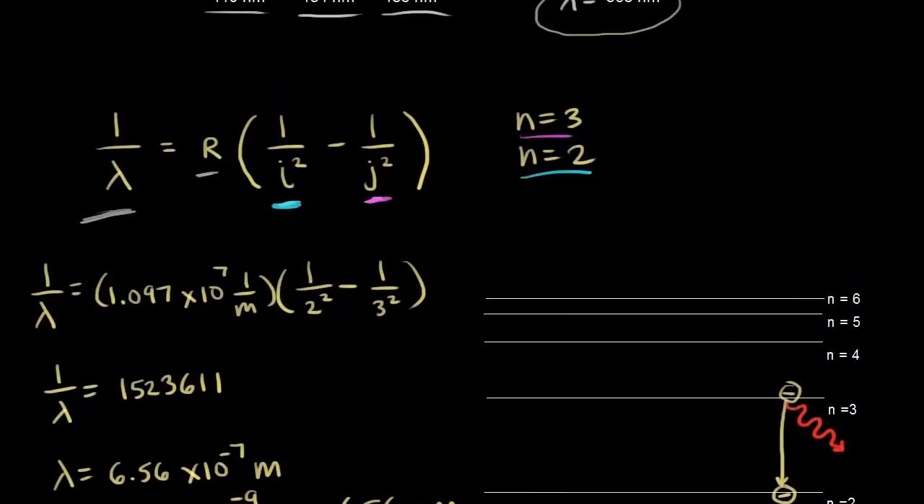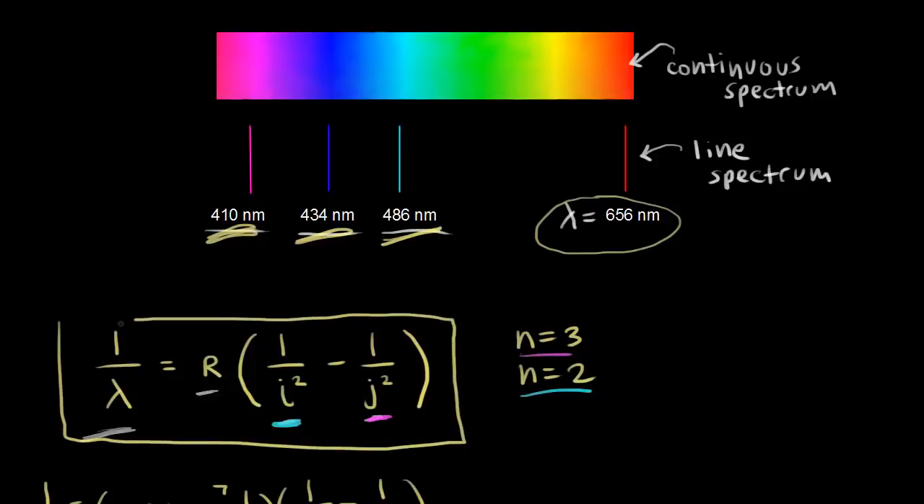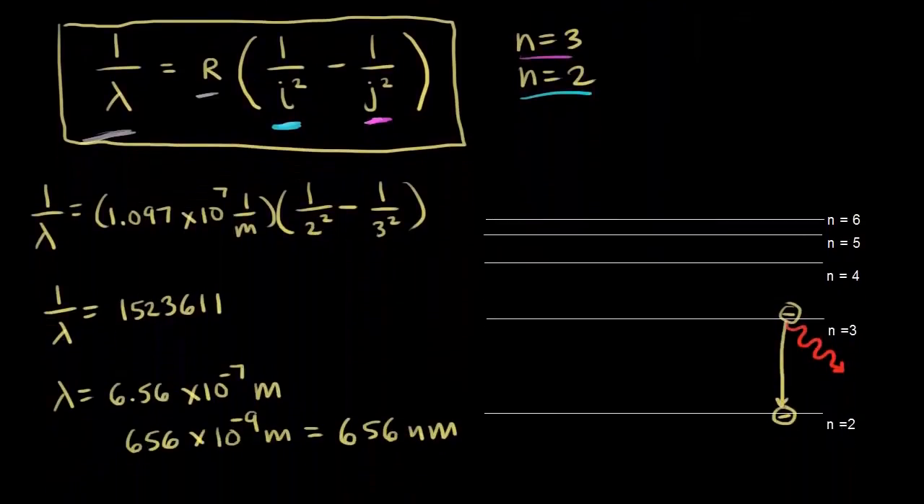So how can we explain these other lines that we see? We have these other lines over here: this blue-green one, this blue one, and this violet one. If you do the math, you can use the Balmer-Rydberg equation, plug in some more numbers, and calculate those values. Those are electrons falling from higher energy levels down to the second energy level. So let's go ahead and draw them on our diagram here.